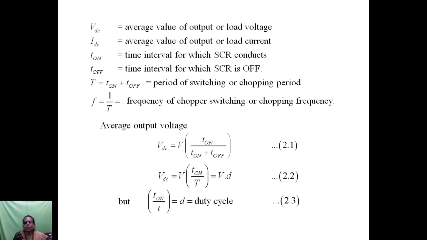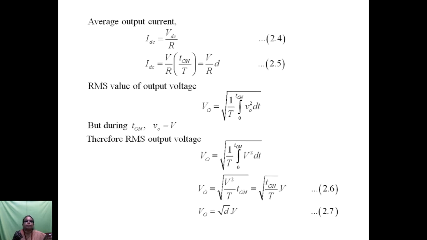D is T on by T, sorry, that is the duty cycle. So T on by T is the duty cycle. The average output current IDC is equal to VDC by R. So IDC is equal to V by R into T on by T, that is V by R into D.